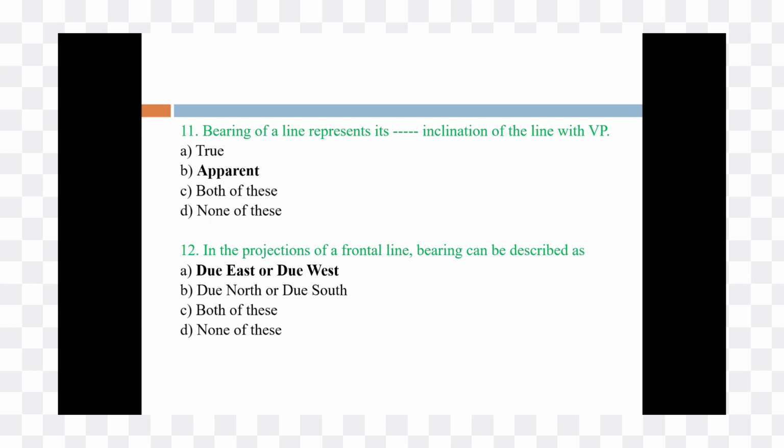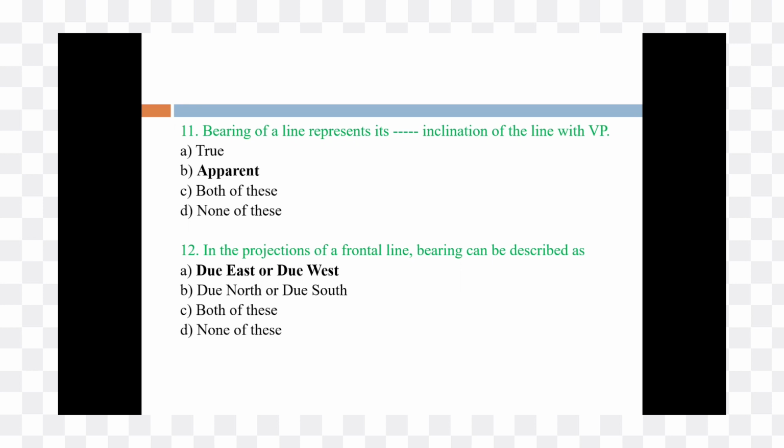As in the last problem, as we have seen, whatever the grade is there, it shows the true inclination of the line in the front view. In the same way, if bearing is there, then the bearing of the line represents its apparent inclination of the line in the top view, or with the VP. So here the answer will be B. The bearing of the line represents its apparent inclination of the line with VP.